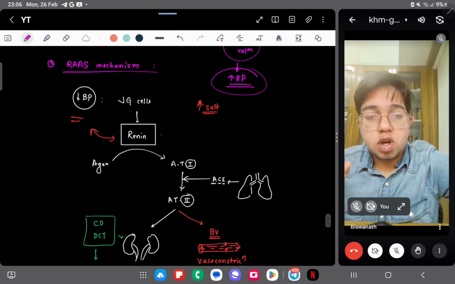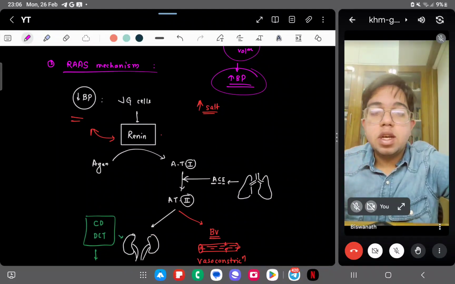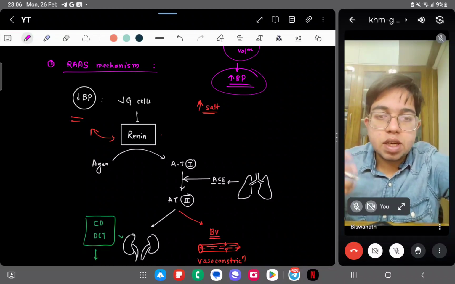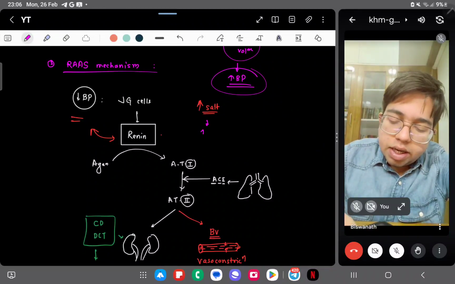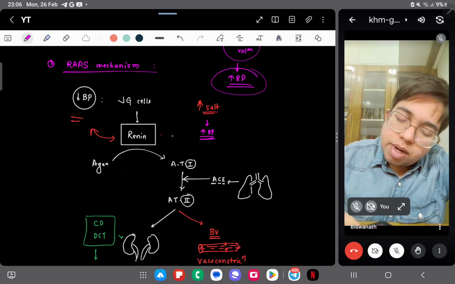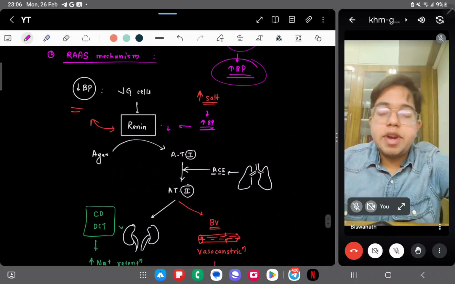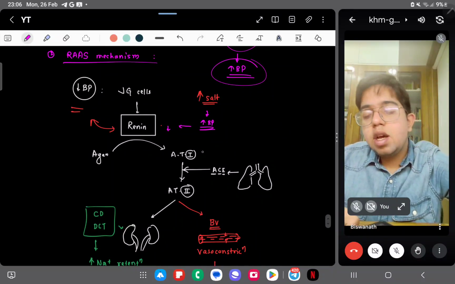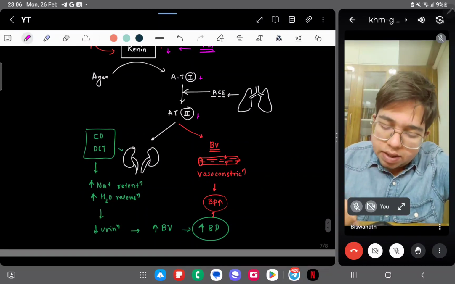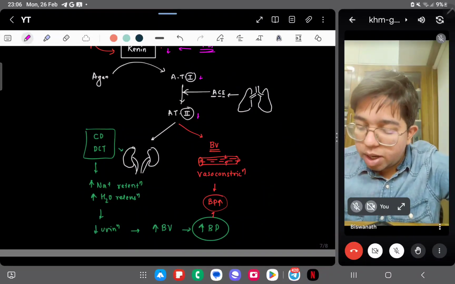Let's say you took more salt. Your ECF volume increases, of course. Your osmolarity increased, your ECF volume increased, that is, it increased your blood pressure. If blood pressure is increased, then the renin will decrease. If renin decreases, angiotensinogen will be less converted into angiotensin 1. This will be less, and all these things will be less. That is, the blood pressure will decrease.